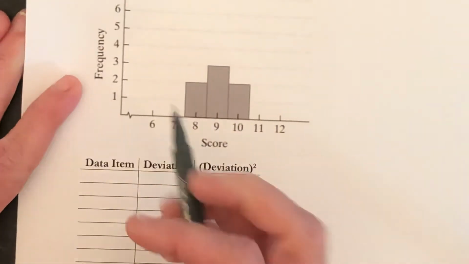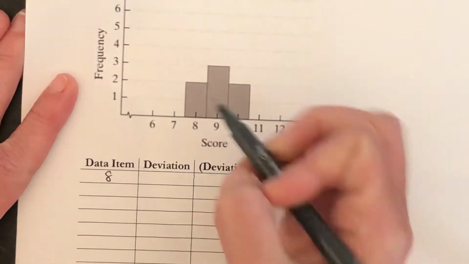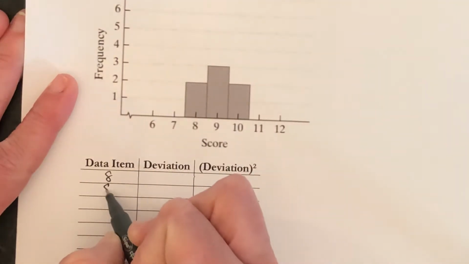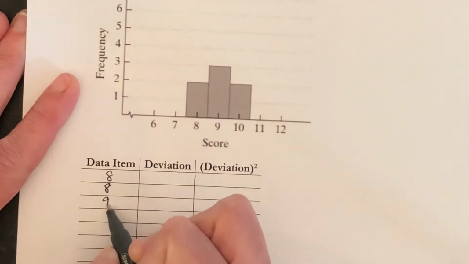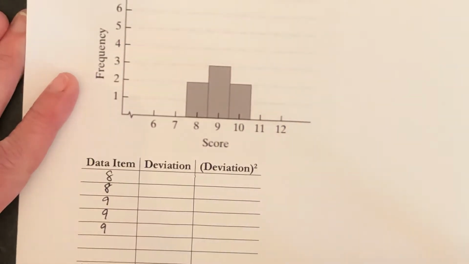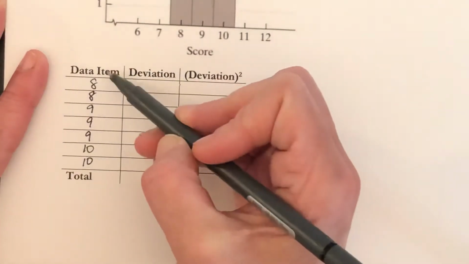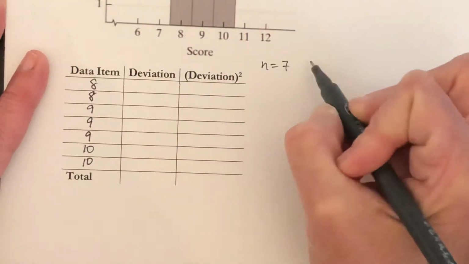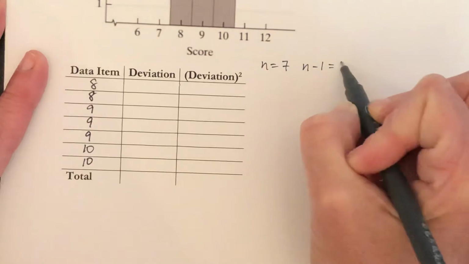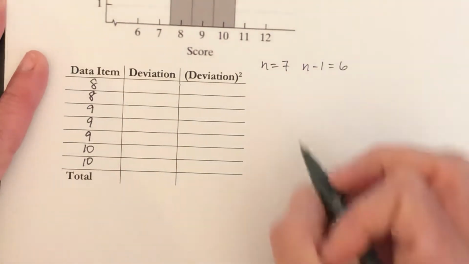So I have a data value of 8, and I have 2 of them, so 8, 8. We have 3 9s and 2 10s. Okay, so how many items is that? That's 7. So we'll be using n minus 1 equal to 6. We need to find the mean.